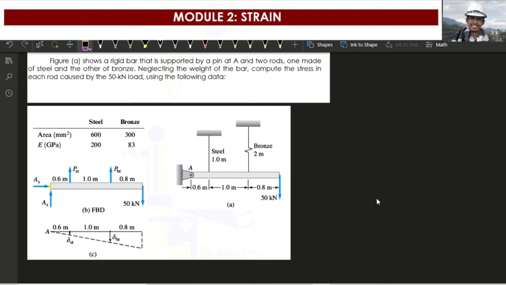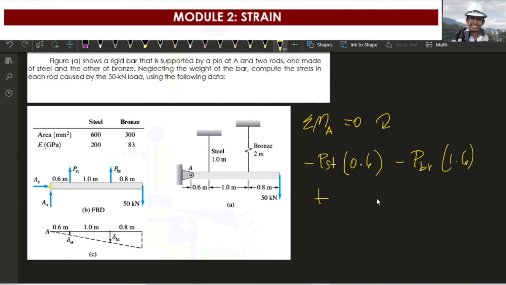Okay? So if we take summation of moment at point A, will give us the force steel and force bronze. So that will be summation moment at A is equal to 0. So gawin na lang natin clockwise, positive. So counterclockwise yung rotation ng ating reaction ng force sa steel and bronze. So they are both negative. So that will be negative force ng steel times yung distance niya, that is 0.6, minus force ng bronze times 1.6 distance niya, plus yung 50 kilonewton natin multiplied by yung distance niya, which is 2.4. Okay? So that is equal to 0.